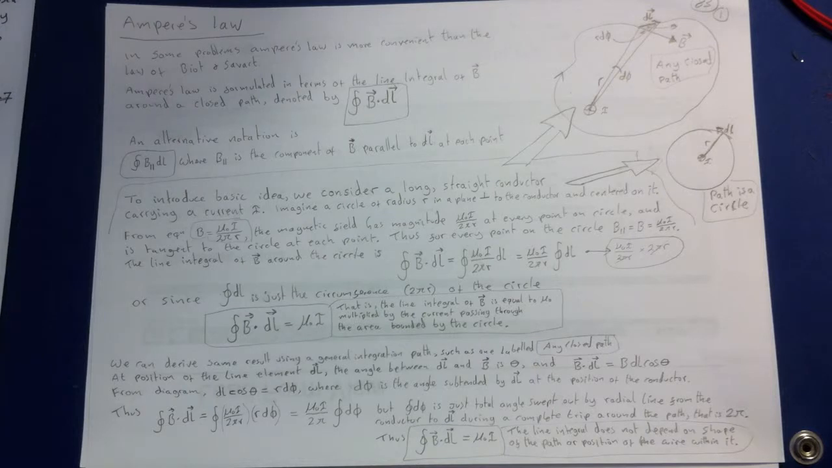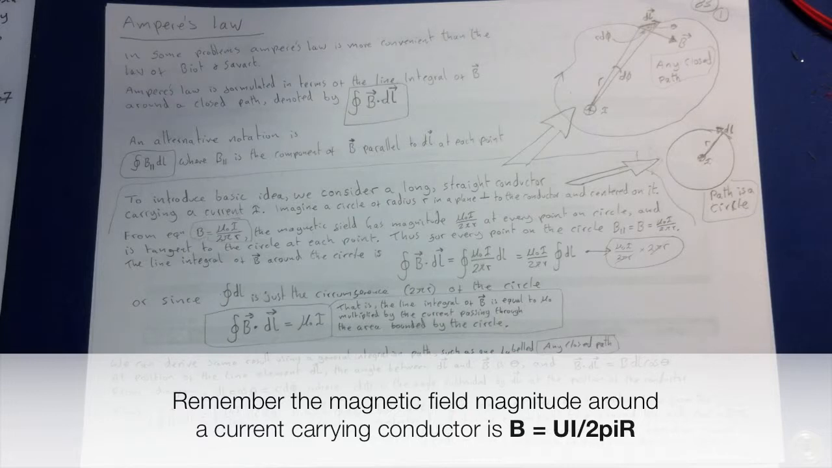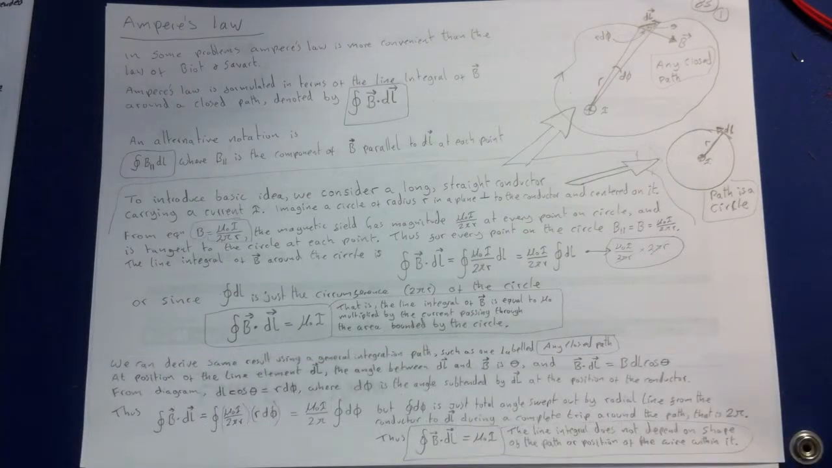To introduce the basic idea, we consider a long straight conductor carrying a current I, and imagine a circle of radius r in a plane perpendicular to the conductor and centered on it. Then from this equation, the magnetic field has magnitude mu naught I over 2 pi r at every point on the circle, and it is tangent to the circle at each point. So the line integral of the magnetic field B is equal to mu naught multiplied by the current passing through the area bounded by the circle.